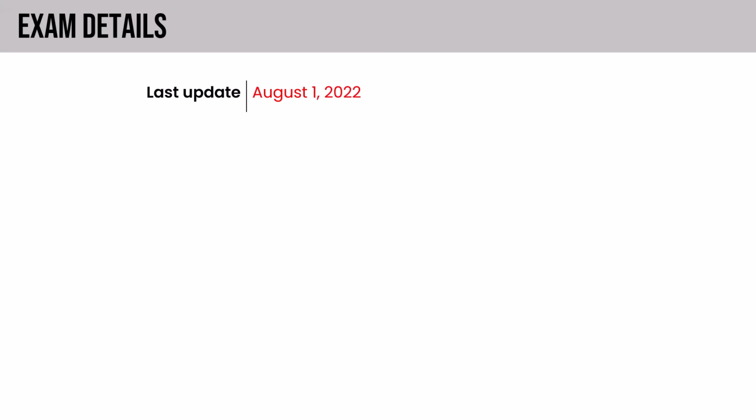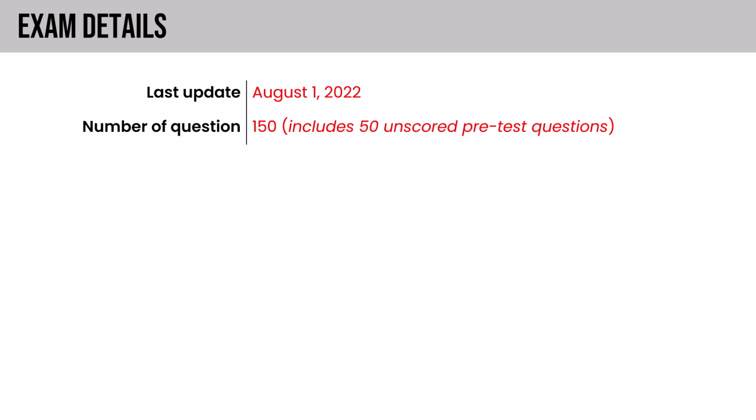So let's talk a moment about the exam itself. The last update to the CCSP was in 2022 on August 1st. The new version was released. It includes now 150 questions, up from 125. That includes 50 unscored pretest questions, which in the words of ISC2 are included to help protect the security and integrity of the exam. They're really protecting against question dumps, sometimes called brain dumps, which are against the NDA of the exam, and truth be told, very unnecessary anyway.